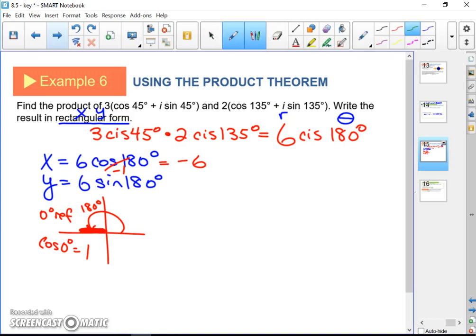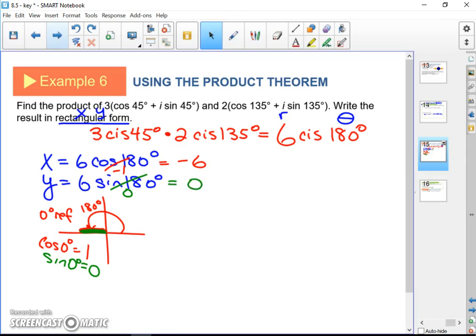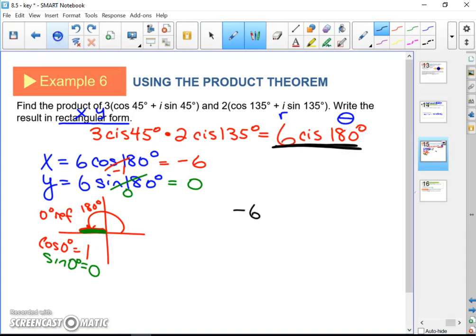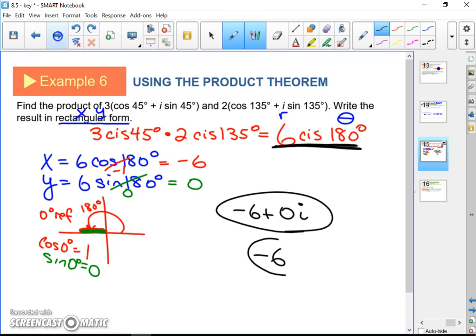As for sine 180, again we're over here, but sine 0 degrees is 0. So sine 180 is 0, we have 6 times 0 is 0. So if we have to write this in rectangular form, this was polar form, but if I have to write it in rectangular form, take your x component plus your y component with an i. Now, of course, we can simplify that and just say negative 6. And I suspect Math Excel is going to make us simplify, but honestly, I would prefer if you left it in xy form like this. Negative 6 plus 0i.